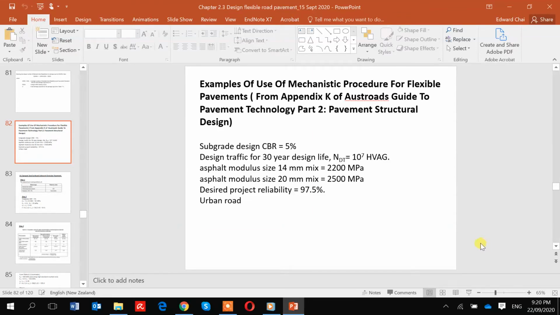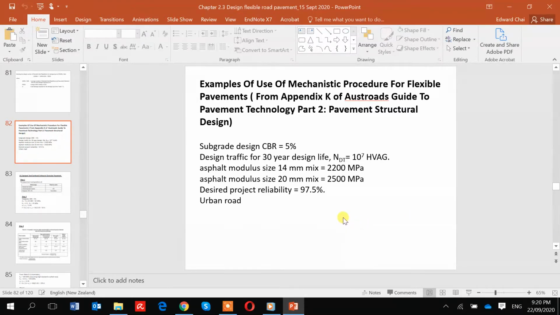Hello, good evening. I'd like to continue with this pavement design. So we have talked about the empirical approach. We have talked about the mechanistic approach. We have talked about the design traffic as well. So in this last session, I'm going to talk about some examples.